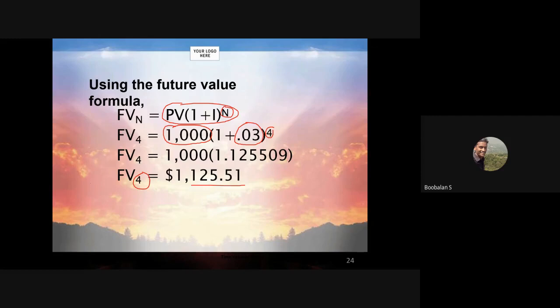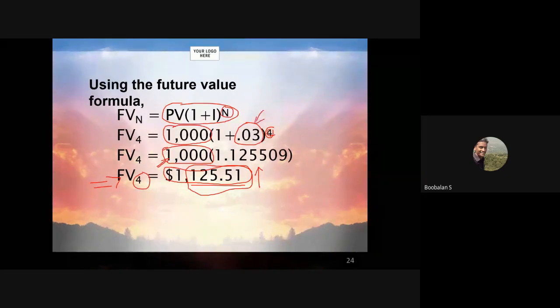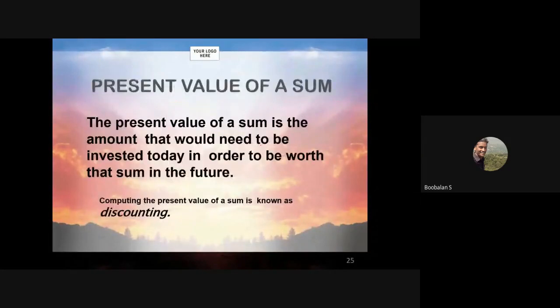$1,125.51. So in 2020 I'm having $1,000, and from 2024 onwards I'm having $1,125.51. I invested about $1,000, but in my hand after 4 years I have $1,125. The value of money has increased, because I held it for 4 years at a rate of 0.03, that is, a 3% interest rate. So this is the future sum calculation.